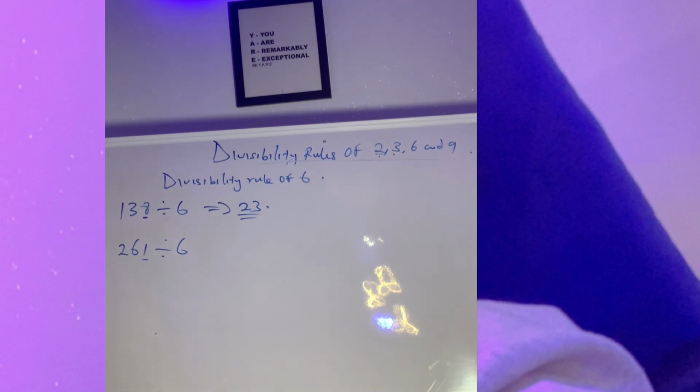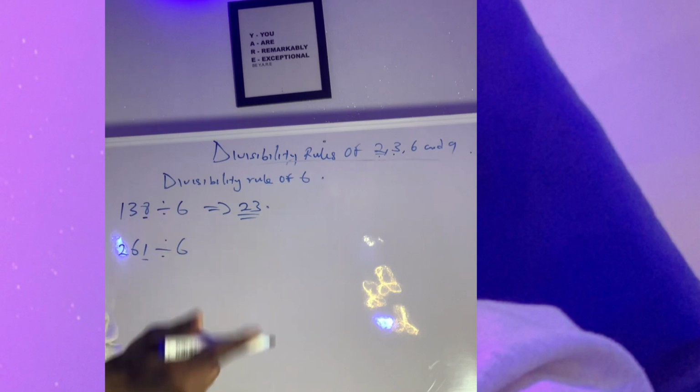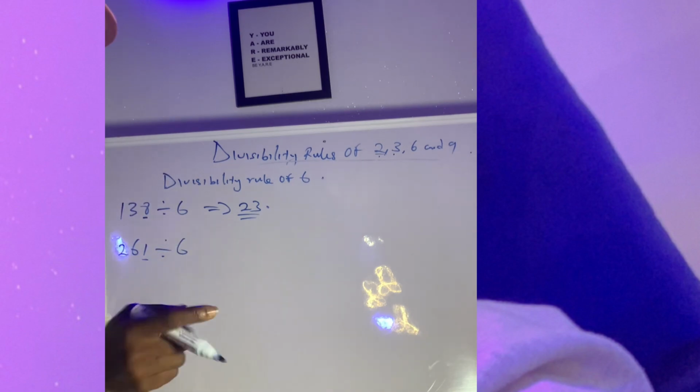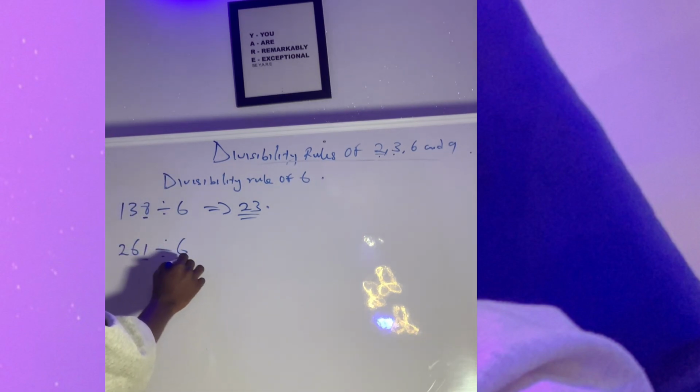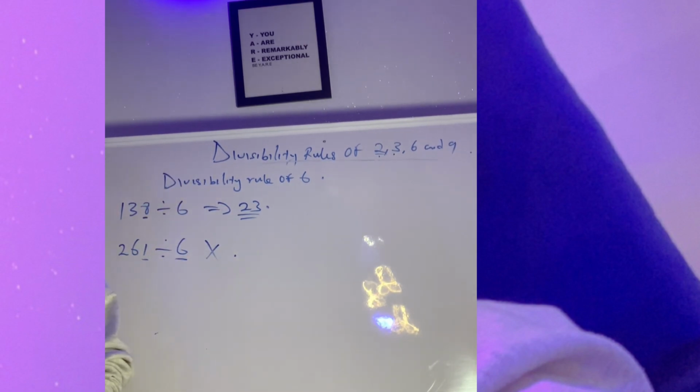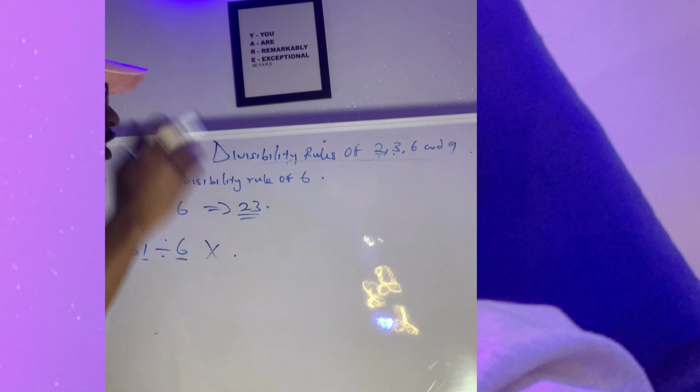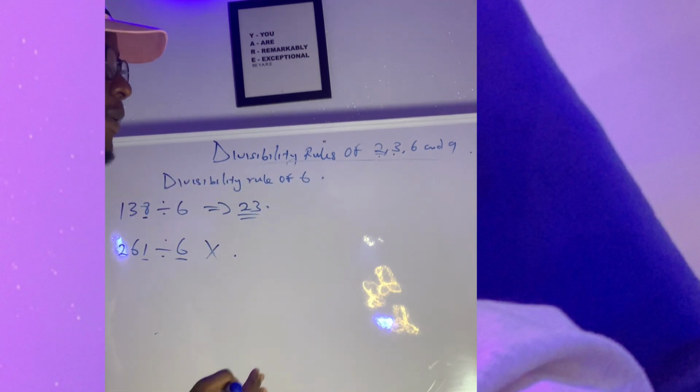But can it be divided by 3? Yes, it can. If you sum the digits, 2 plus 6 is 8, plus 1 is 9. Yes, it can be divided by 3. But since it can be divided by 3 and cannot be divided by 2, that number is not divisible by 6. Because the rule states that it must obey the divisibility rules of 2 and 3, not 2 or one of them. It must obey the rules of both of them.